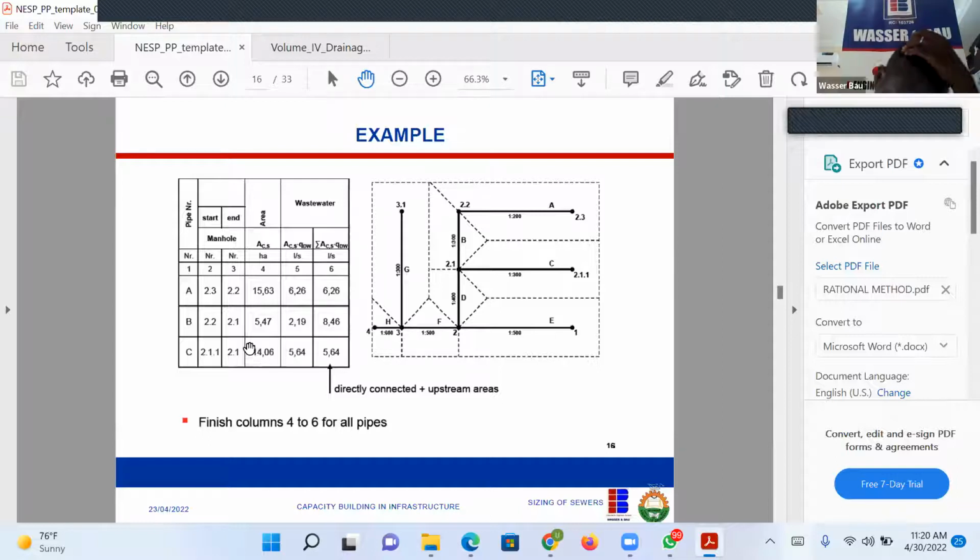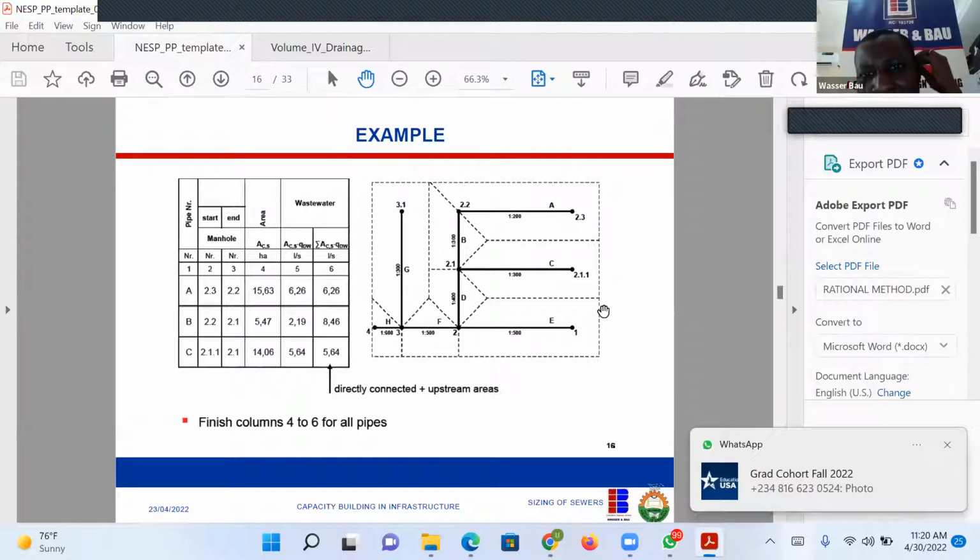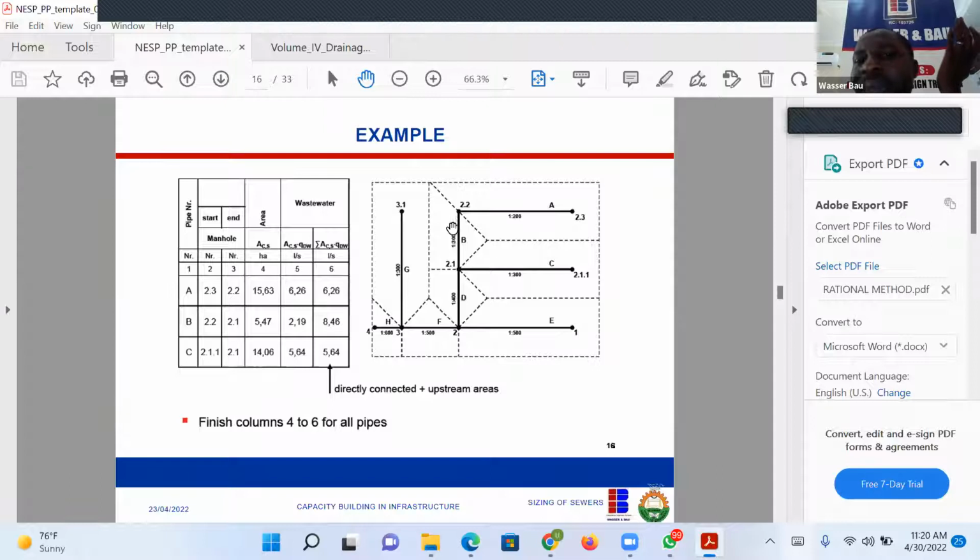But C remains the same. Why? Because C is an independent catchment. C is an offset catchment, so it's not in the main network. The main network, or the critical part, let me use that word, is A, B, D, F, H. So you can see that catchment C remains the same. Catchment A is the same here, because there are no previous catchments. This is just the beginning.